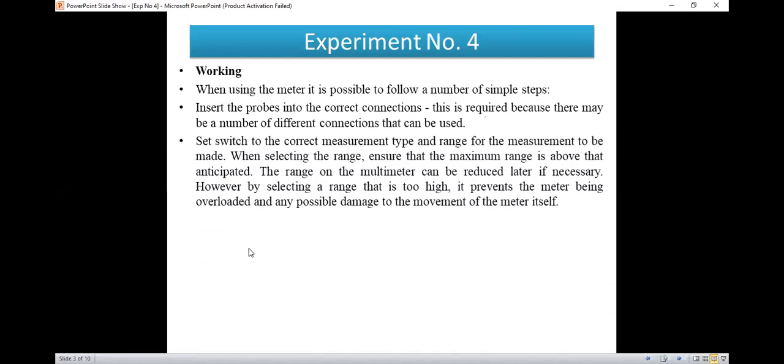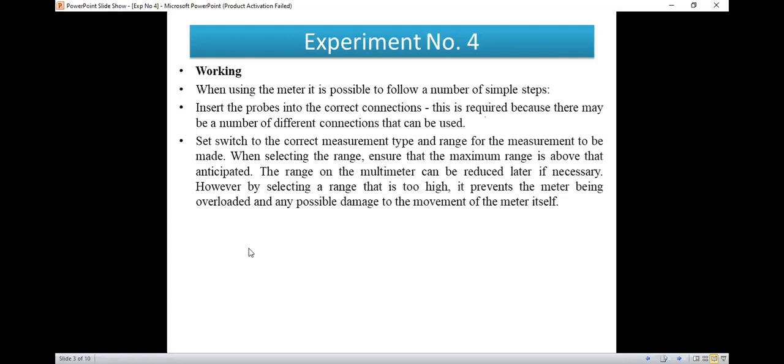Now set the switch to the correct measurement type. Suppose we want to measure current above 20 ampere, and you have selected a range of 0 to 10 ampere, then this meter will not show the value. So select the correct measurement type using the switch or the range for the measurement to be made. When selecting the range, ensure that the maximum range is above that anticipated.